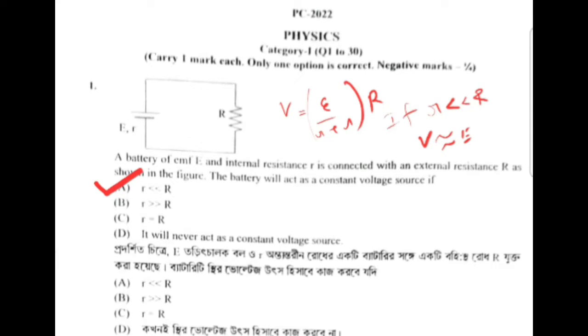We are going to solve the physics question paper of WBJEE 2022. So my name is Arkodeep Banerjee. I am a first year civil engineering student of Jadavpur University.